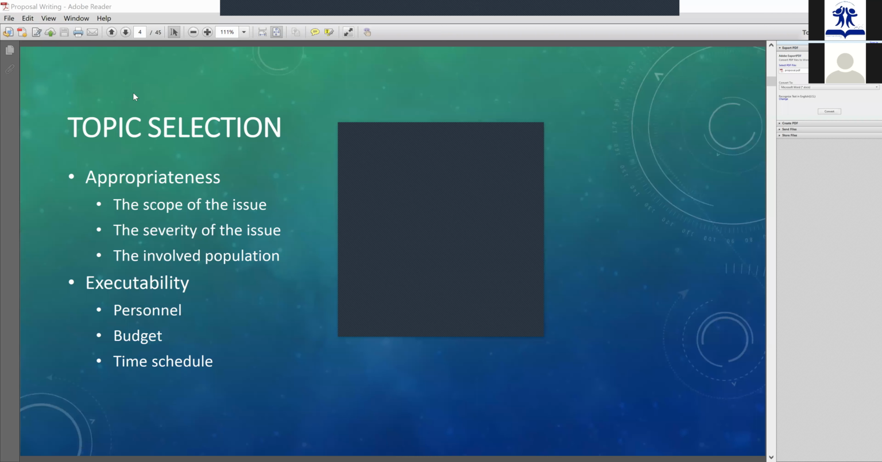Okay, so first of all, it should be appropriate. Then it should be executable. If you choose a topic that needs a lot of money to be performed, for example, if you choose a very expensive laboratory evaluation, then the university might not accept it, might not accept to pay for it.